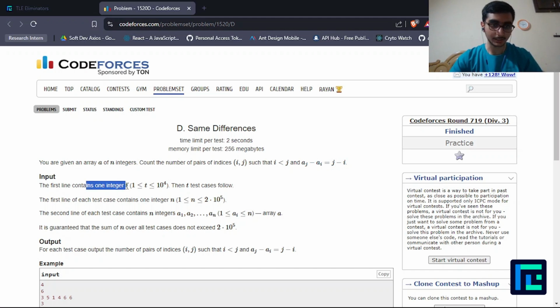The first line of each test file would contain a single integer t denoting the number of test cases, and this number can go to 10 power 4. The first line of every test case would contain a single integer n denoting the size of our array, and it can go up to 10 power 5. The second line of each test case would contain integers a1 till an denoting the values of our array. It is also given that a of i would be between 1 and n. It is guaranteed that the sum of n over all test cases does not exceed 2 times 10 power 5.